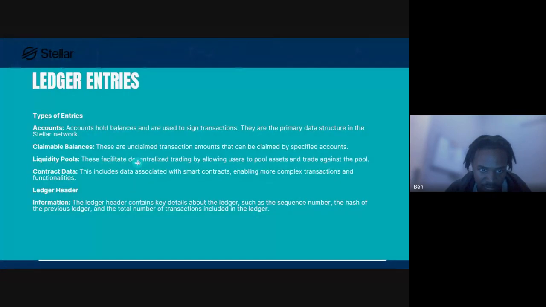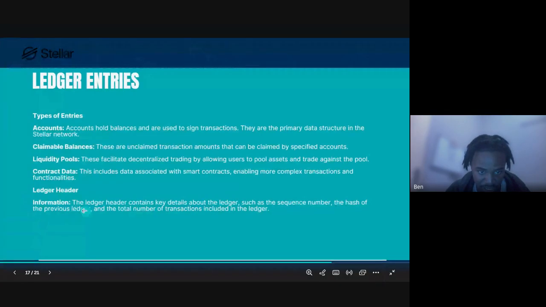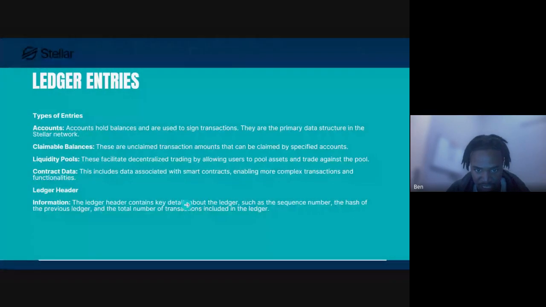And there's claimable balance. These are transaction amounts that can be claimed by specific accounts. There's liquidity pools, contract data, ledger header. Okay, the ledger header has this specific information. The ledger header contains key details about the ledger, such as the sequence number, the hash of the previous ledger, the total number of transactions included in the ledger. So this is what we saw in the Stellar Explorer, and I'll advise you to also look at it for educational purposes. Next up, accounts in Stellar.